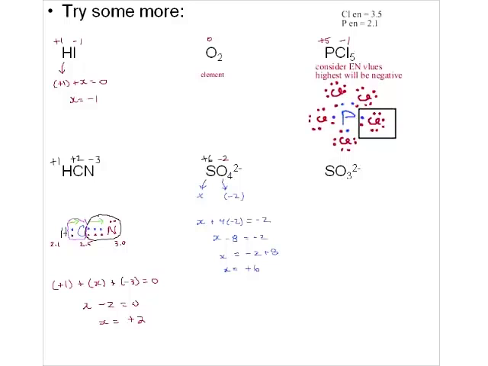Okay, not the charge. I just said it again, didn't I? It's not a charge. It's a state. It's the fact that it's losing its electrons to oxygen. Oxygen is more strongly attracted.